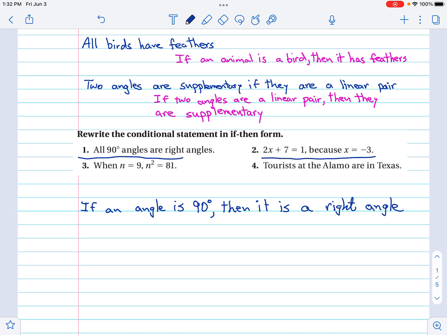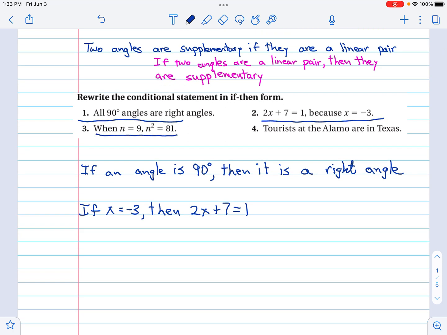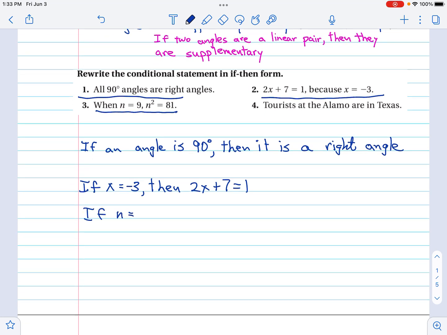Now we could look over at number 2. We could say 2x plus 7 equals 1 because x equals negative 3. Okay, so we could do this. We could say if x equals negative 3, then 2x plus 7 equals 1. Okay, we could do that. Number 3, when n equals 9, n squared equals 81. So we could say if n equals 9, then n squared equals 81. And you can see how this goes. I don't guess I need to do all of them, but these are examples of how you can turn a statement into a conditional statement.